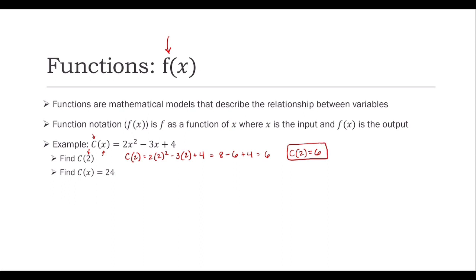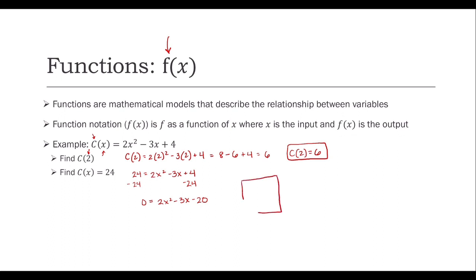Next we have find c of x equals 24. So for this one, we want the output to be 24. So you would say 24 equals 2x squared minus 3x plus 4. So we need to solve for x. So we'll start by subtracting 24 from each side. So we get 0 equals 2x squared minus 3x, and then 4 minus 24 is a negative 20. So we'll want to factor this.